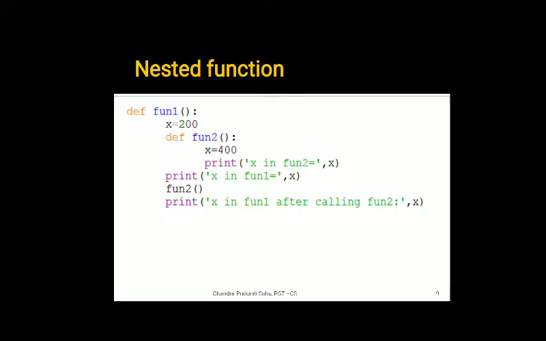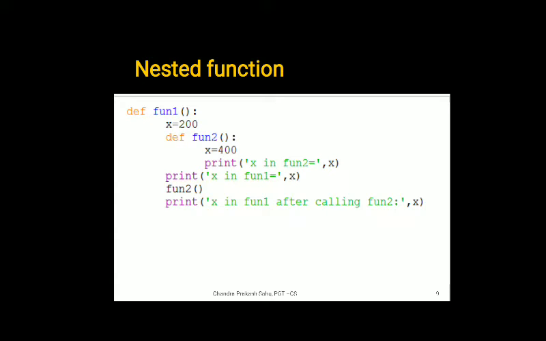Here you can see a function fun1 has been declared, and inside this function, at the second line, x is equal to 200, and the next line is def fun2. Here a function fun2 has been declared, and this function has two lines, x equal to 400 and print x in fun2 x. After this function, print x is written.